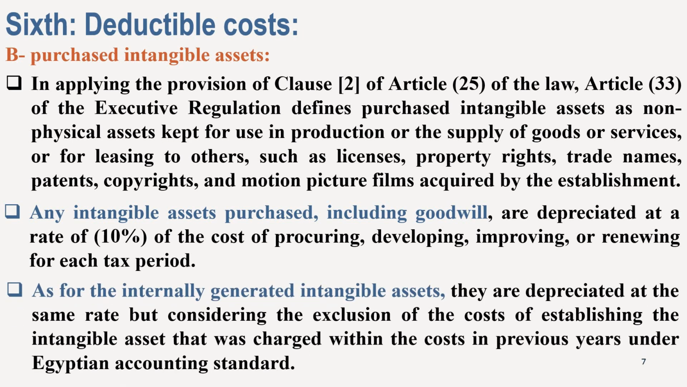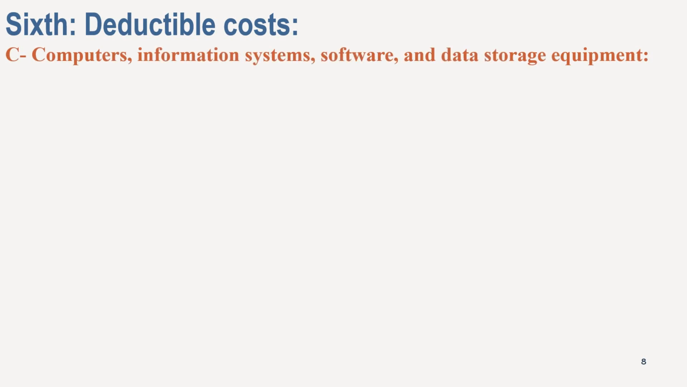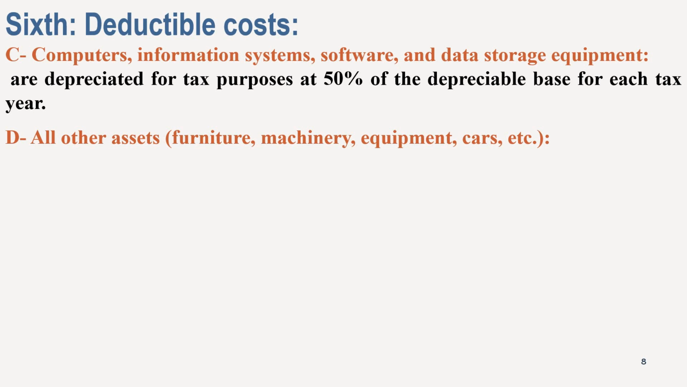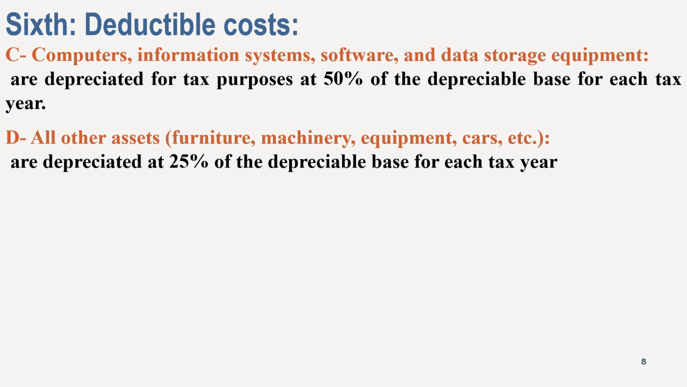As for the internally generated intangible assets, they are depreciated at the same rate, but excluding the cost of establishing the intangible asset that was charged within the cost in the previous year under the Egyptian accounting standards. Computers, information systems, software, and data storage equipment are depreciated for tax purposes at 50% of the depreciable base for each tax year. All other assets, furniture, machinery, equipment, cars, etc., are depreciated at 25% of the depreciable base for each tax period.